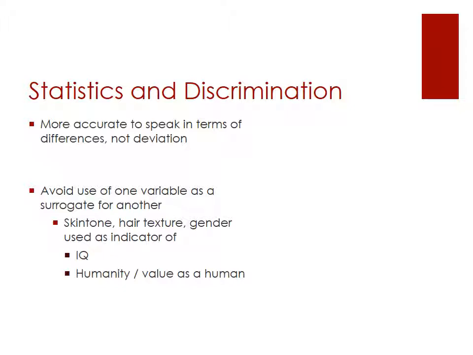Also, one of the things we need to pay attention to is avoid using one variable as a surrogate for another. Historically, skin tone, hair texture, gender, many of these have been used as an indicator of a person's IQ and even their very humanity. This is really important. When we can begin to say someone's not quite as human as us, it begins to excuse ourselves for our actions in treating them differently.